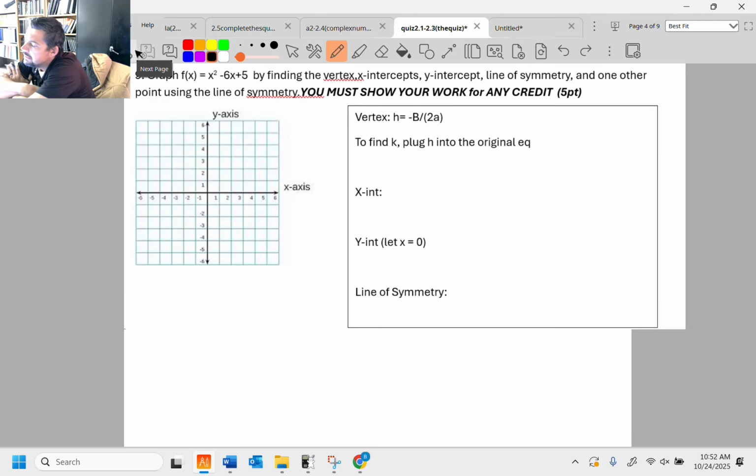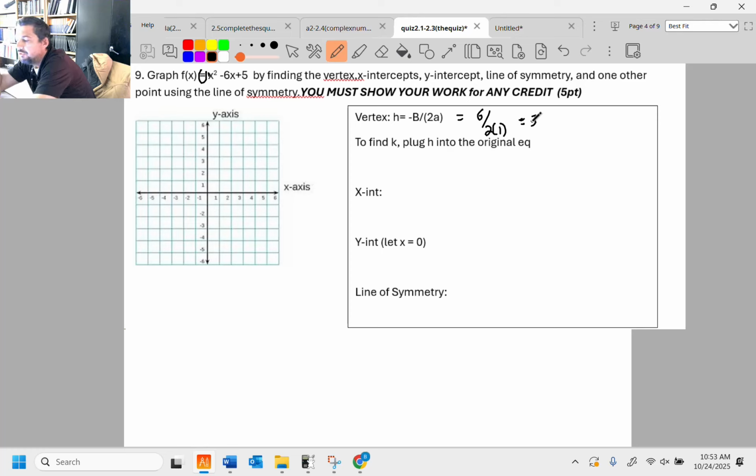I'm tired. So graph this thing by finding the vertex, the x-intercepts, the y-intercept, the line of symmetry, and one other point using the line of symmetry. You must show your work for any credit. So I literally gave you the formula for vertex. It's opposite b over 2a. And opposite of a -6 is a positive 6. It's sitting over twice a. A is the understood 1 right there. And 6 over 2 is 3.